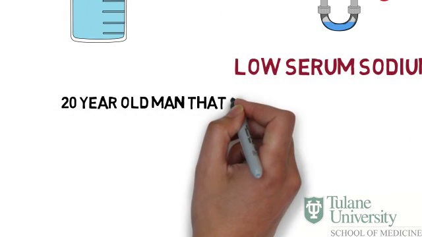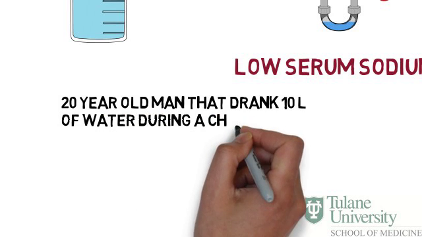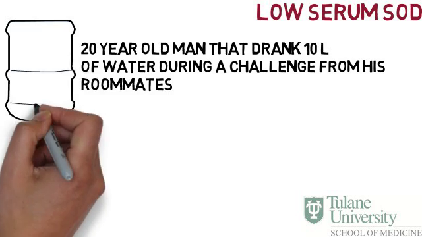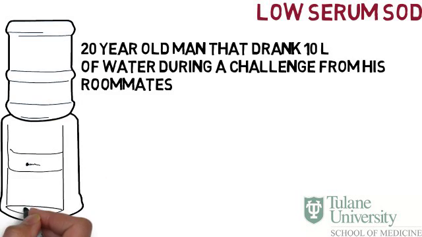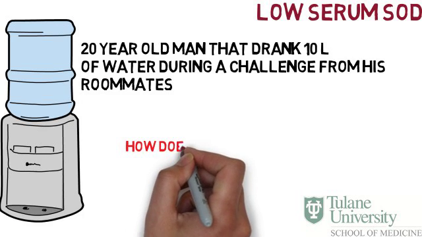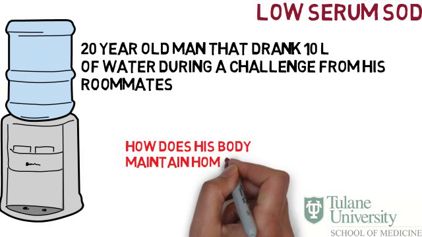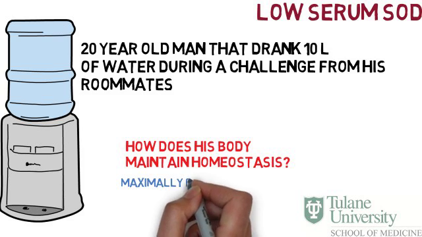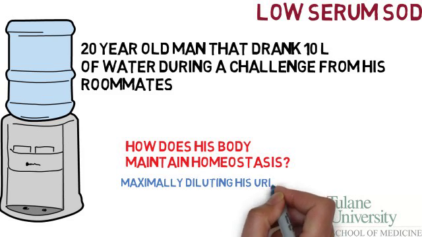So let's start with a clinical example. A 20-year-old male drank 10 liters of water during a challenge from his roommates. How does his body maintain homeostasis in regards to his serum sodium? By maximally diluting his urine.